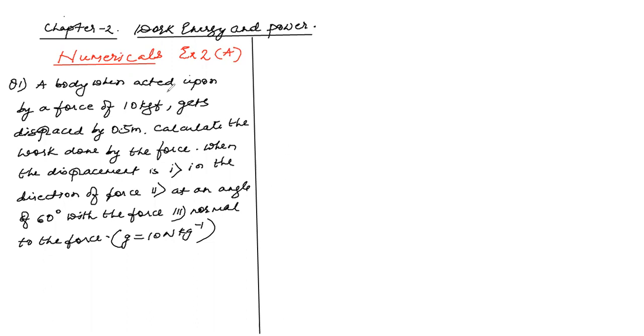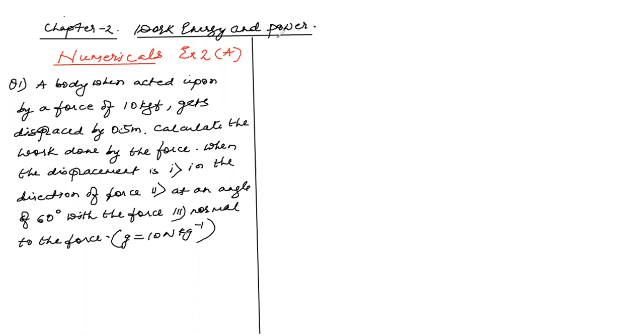Okay, the numericals. What is there in exercise 2A? A body, when acted upon by a force of 10 kgf, gets displaced by 0.5 meter. Calculate the work done by the force when the displacement is, first, in the direction of force; second, at an angle of 60 degrees with the force; and third, normal to the force.